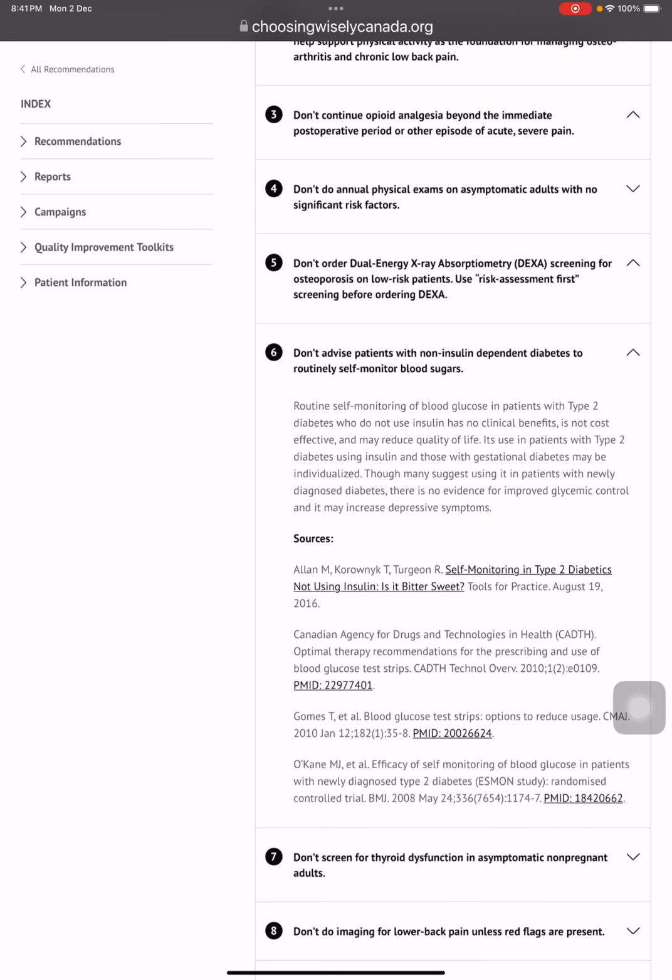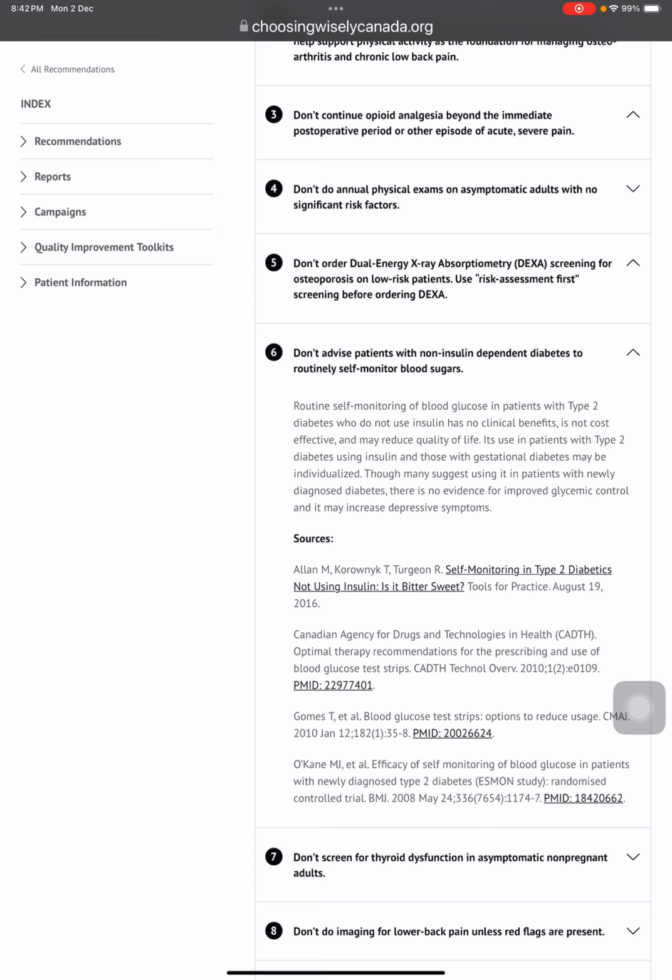Okay. Don't advise patients with non-insulin-dependent diabetes to routinely self-monitor blood sugar. So if the patient is not on insulin, there's no need to monitor sugar. Routine self-monitoring of blood sugar in type 2 diabetes patients who do not use insulin has no clinical benefit. It is not cost effective and reduces the quality of life. Its use in patients with type 2 diabetes using insulin and those with gestational diabetes may be individualized. Though many suggest using it in patients with newly diagnosed diabetes, there is no evidence of improved glycemic control and it may increase depressive symptoms.